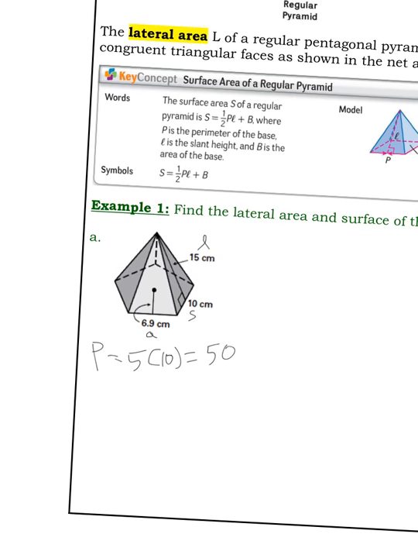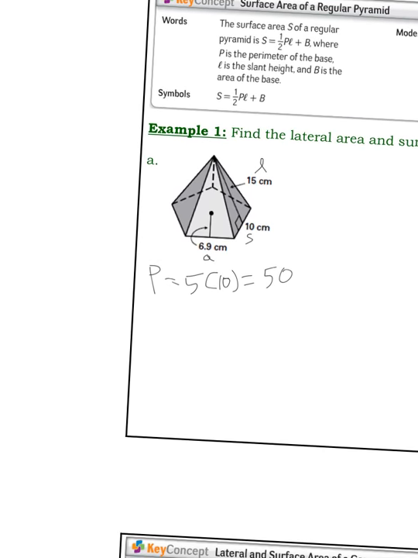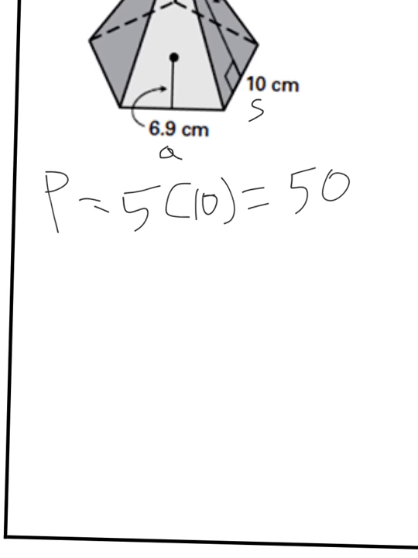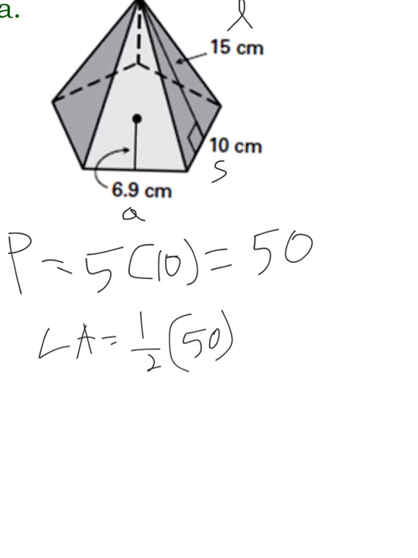So I need to do 1/2 times the perimeter times L, and that's going to be my lateral area. So I'm going to say lateral area equals 1/2 times 50, the perimeter, times my slant height of 15. And I get 375.